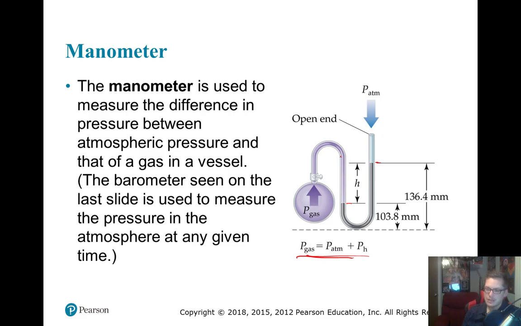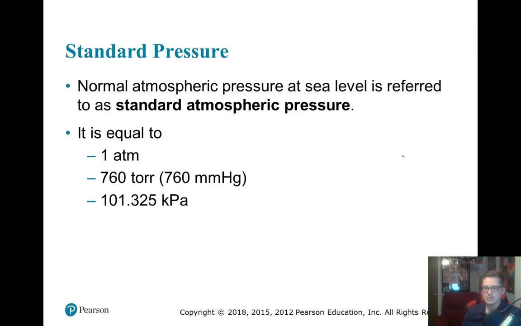If it was opposite and the mercury was higher on this side, we know that the gas pressure has to be less than atmospheric pressure, so we just simply have to subtract them. All right, we'll do practice problems here.